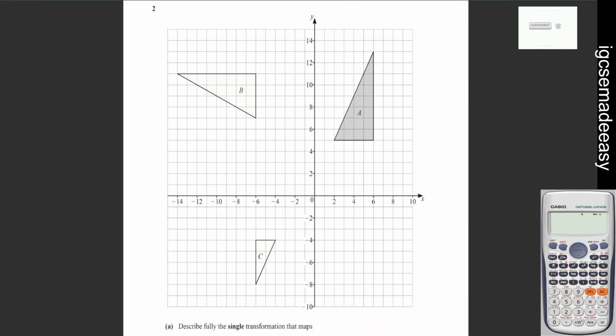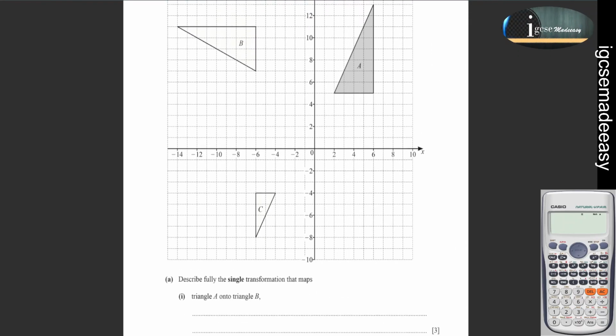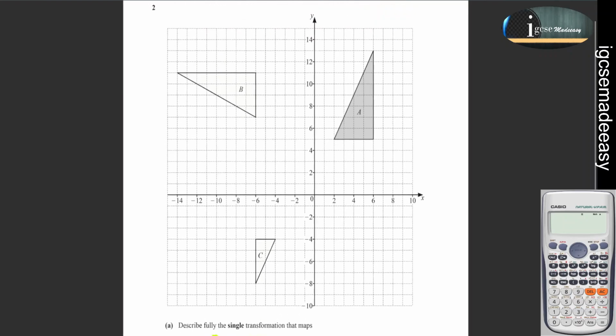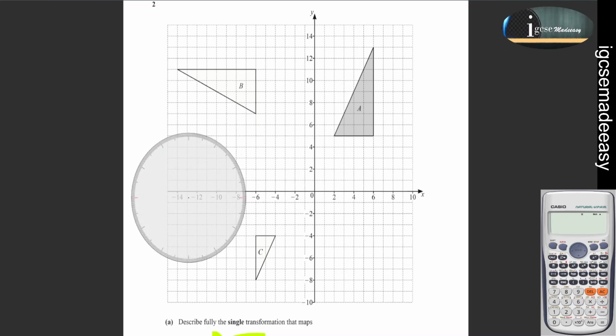Question number 2. Describe fully the single transformation that maps triangle A onto triangle B. For this case, you can use your trace paper. Trace paper would be the much better option, but I'll show you another way of doing this also.